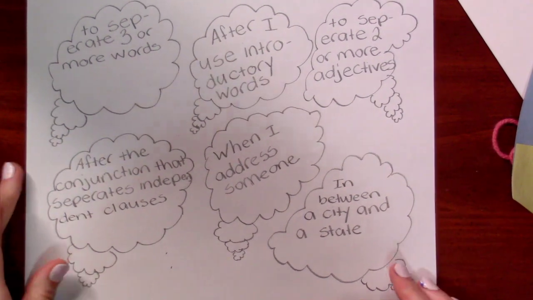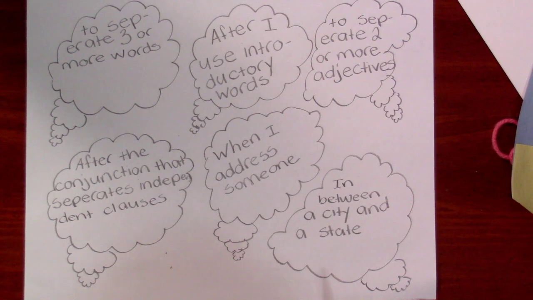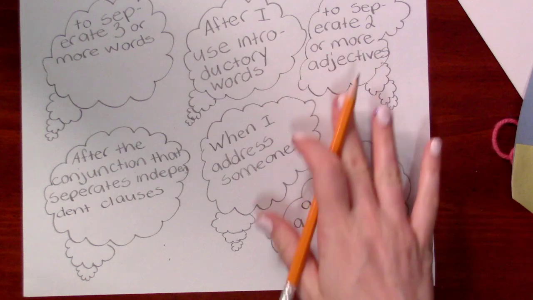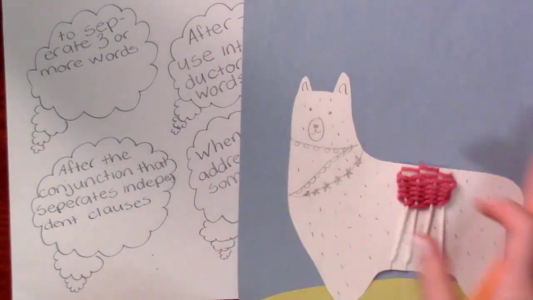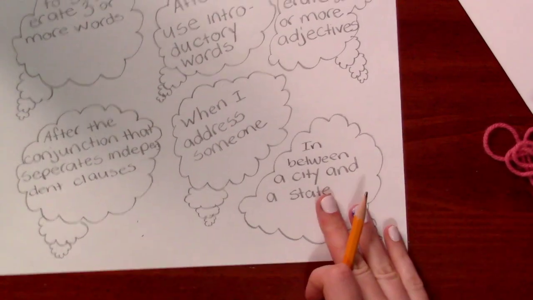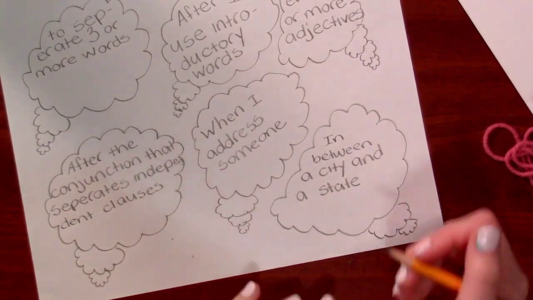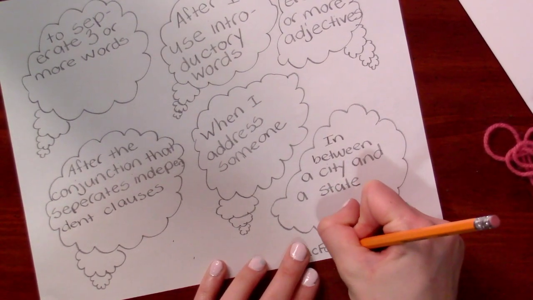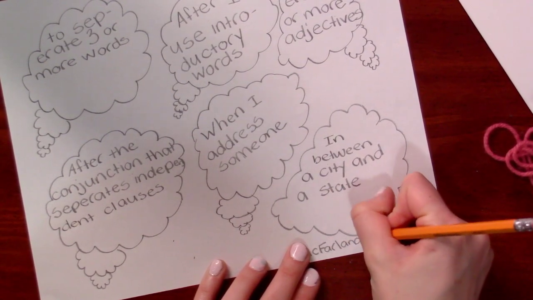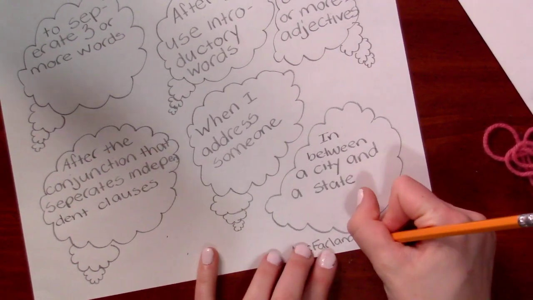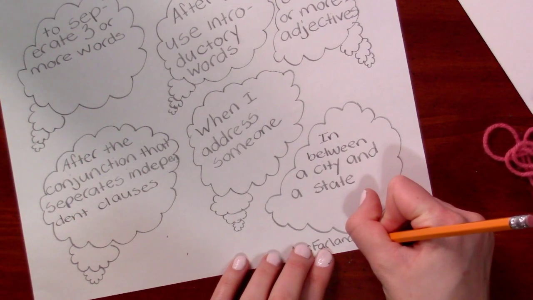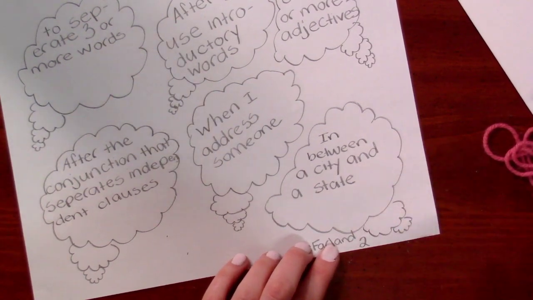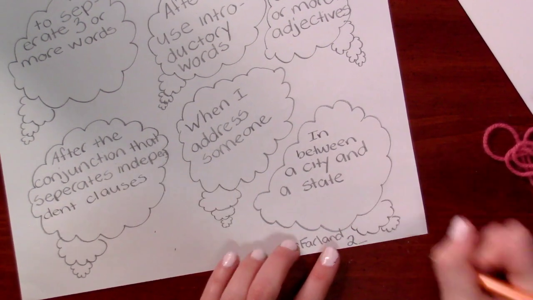Okay, now, if we have enough time, we will watch the next video where we cut these out and glue them onto our comma llama artwork here. But let's go ahead and put our names on these. So on the bottom right hand corner, you're going to write your name. And our class goes underneath it. So you guys are second graders. So you do a 2 and the first letter of your teacher's last name.